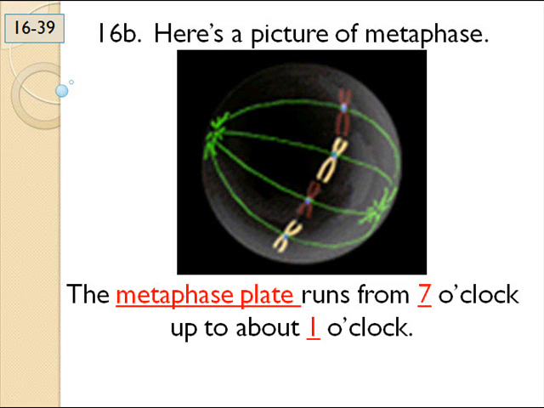If you look at this, it's about 1 o'clock running down to 7 o'clock. It's not always going to be just right down the middle. If I took this bad boy and spun it, you might find that they look like this. Spin it back, you see it down the middle. Depends on how you spin it. So this is called a plate, the metaphase plate. And it's from 7 o'clock up to about, I would say, 1 o'clock. Okay?